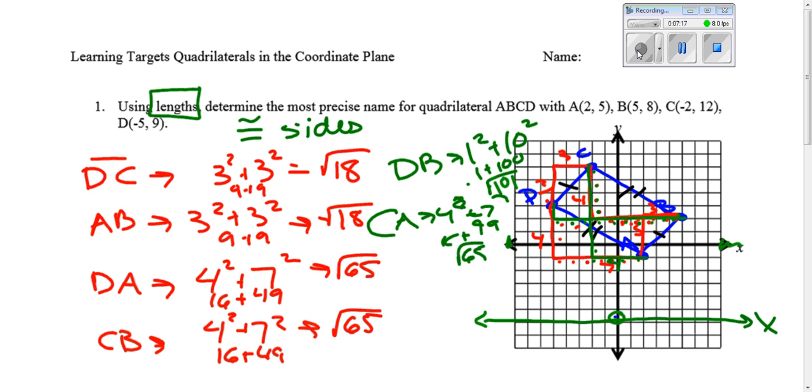So the most precise name that we can come up with is a parallelogram, because I have two pairs of opposite sides that are congruent. And I cannot get more specific because my diagonals are not congruent, therefore it's not a rectangle. So the most specific name for this is a parallelogram. Okay, so we're using the information we're told to use to identify as specifically as possible the name of it. All right, let's go ahead and flip the page.